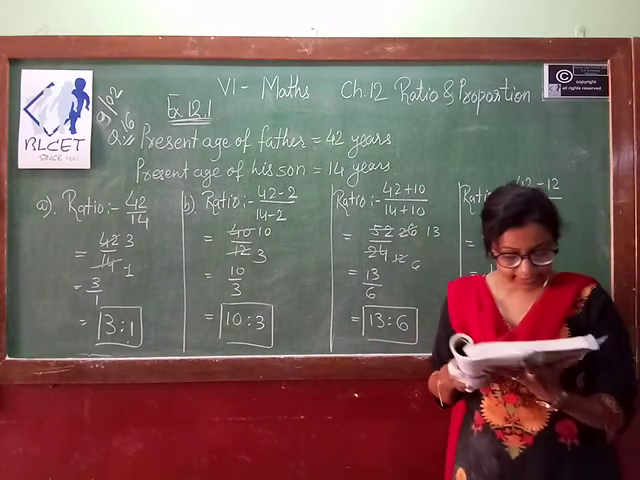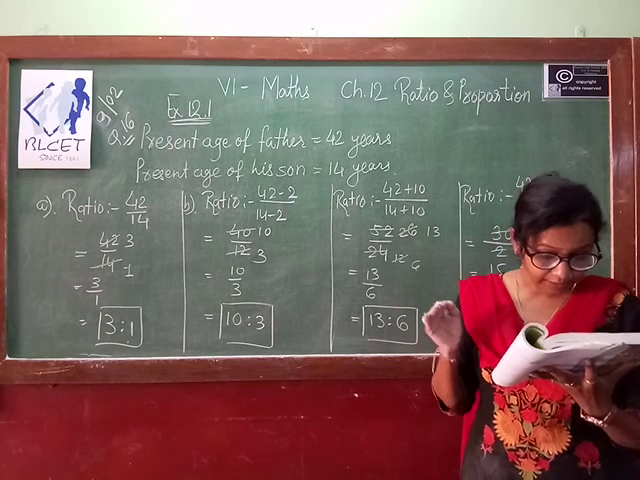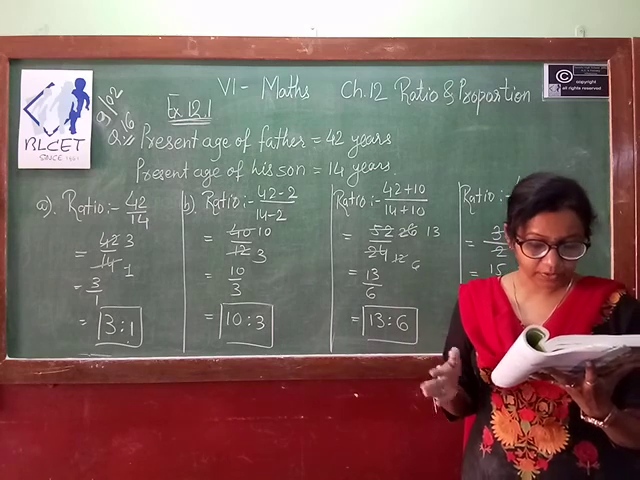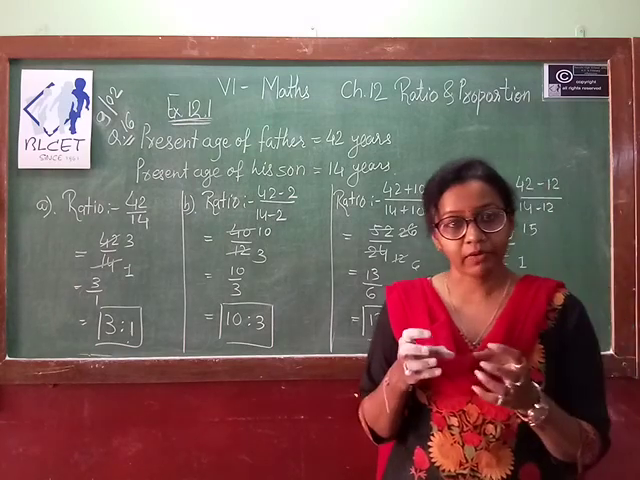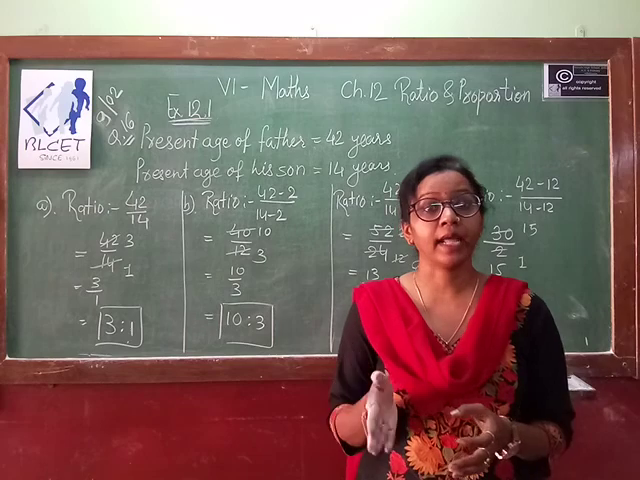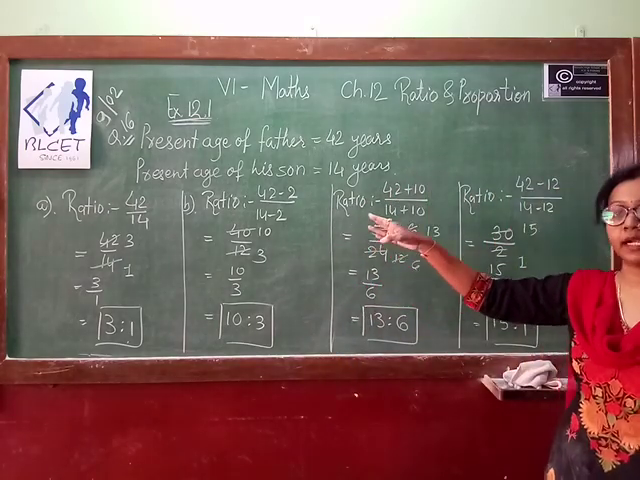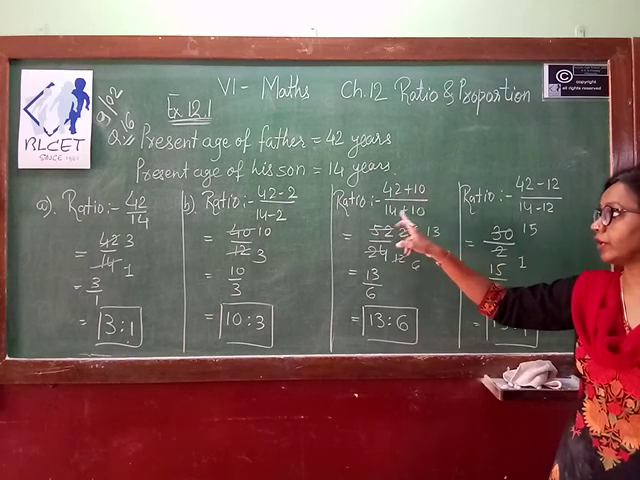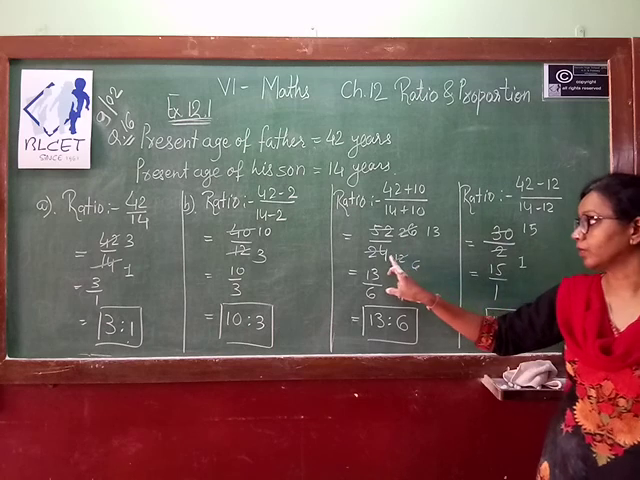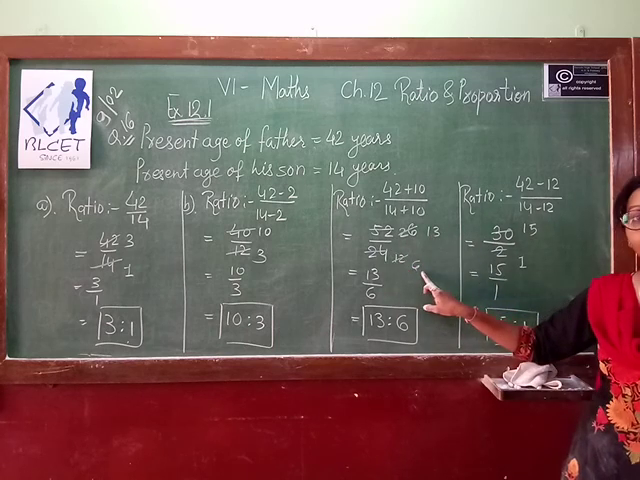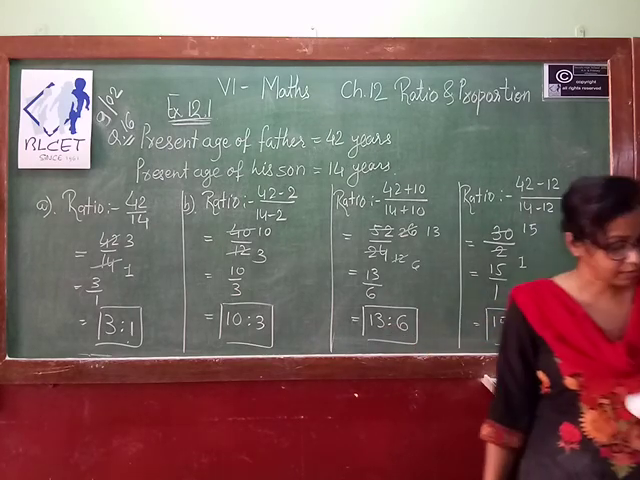Next part, now we want to find the ratio of the age of father after 10 years to the age of son after 10 years. After 10 years means, whatever current age you have, to that you have to add 10 years. So the ratio: 10 years we have to add to the current age, so that is 42 plus 10, 14 plus 10. So what you are getting? 52 divided by 24. When you do the cancellation, you are getting 13 divided by 6. So what is the ratio? 13:6. So this is your third part.